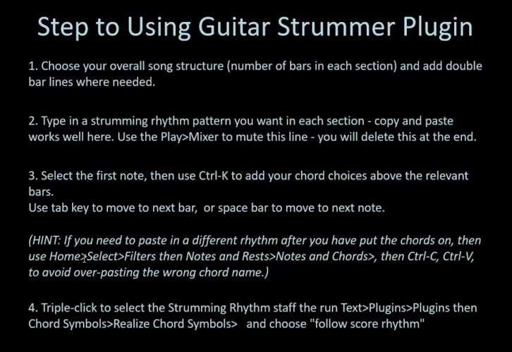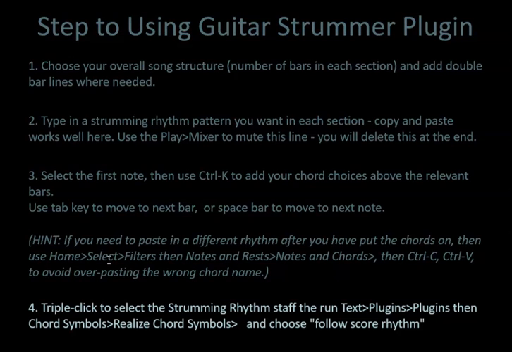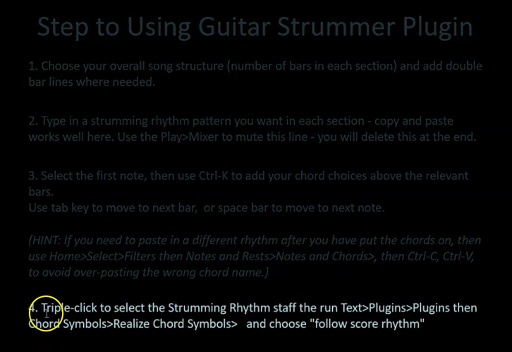But if you do need to make a change after this, you can use the Home Select Filters menu to select out just the notes and chords, without the guitar chord symbols on the top, but it's a bit fiddly. It's better to do it in the right order: rhythm first, chords next. Then, step 4, you triple click and select the staff that has the rhythm and the chords on it, and you choose Follow Score Rhythm in the Realize plugin.